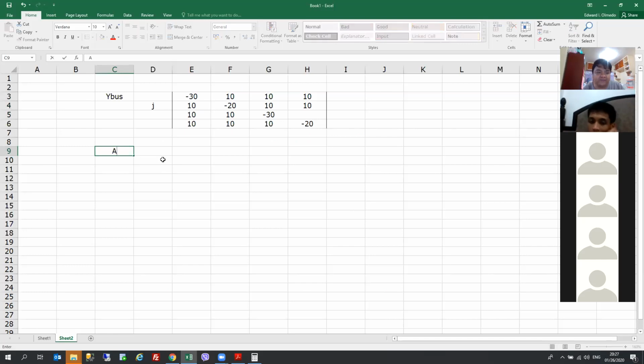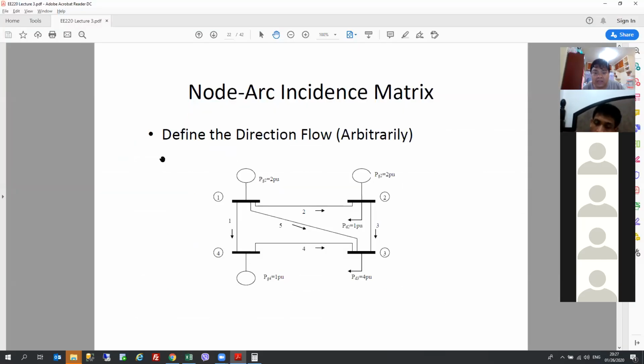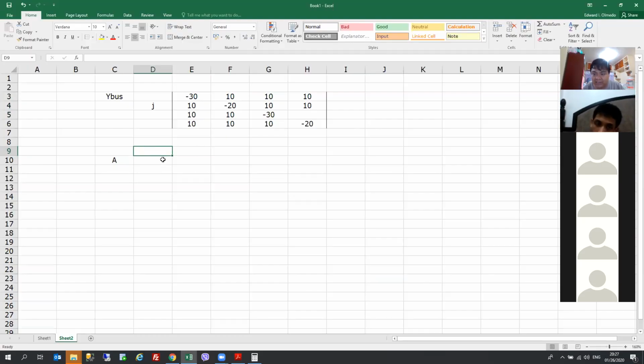Yung A, or yung node arc incidence matrix, you have to determine how many buses and how many lines. We have, ilang lines? 1, 2, 3, 4, 5. Okay? So these are your number of lines. Yan yung number of rows mo. Then we have 4 buses. Okay? We have 4 buses here.